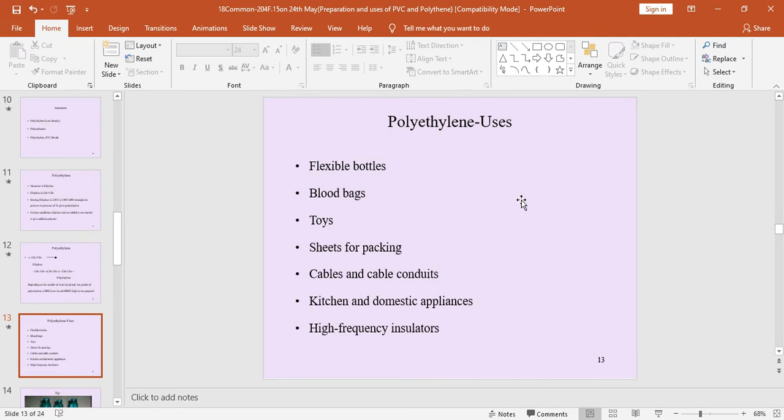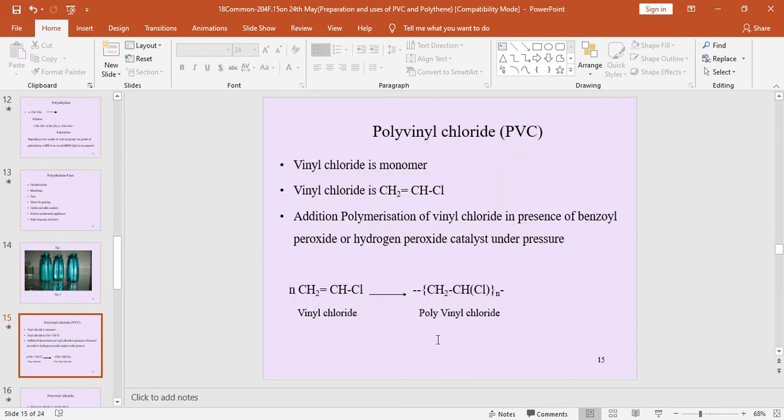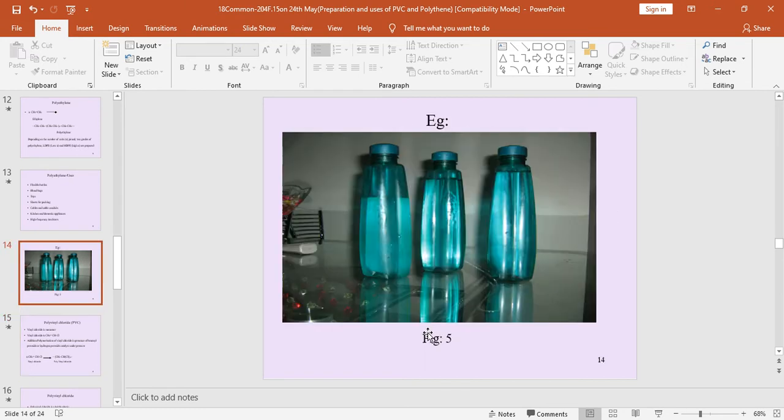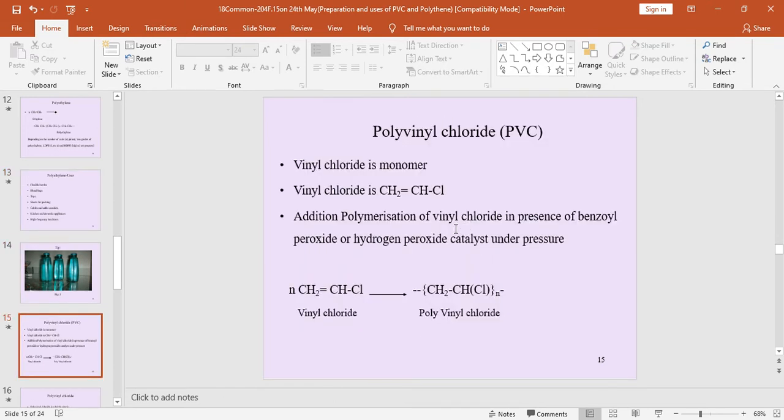Now, uses of polythene: flexible bottles, blood bags, ties, seats for packing, cable and cable conduits, kitchen and domestic appliances, high frequency insulators. So this is an image of the polythene. Note this down, though you already noted it down. Okay, no problem. Now, polyvinyl chloride (PVC).